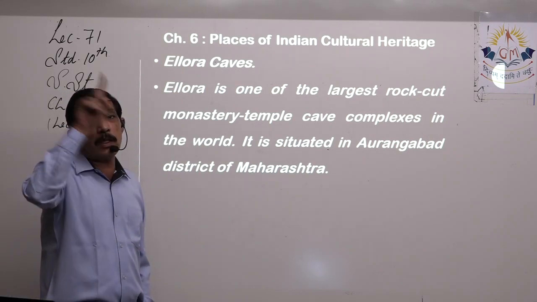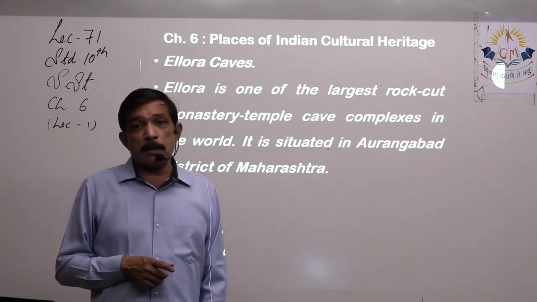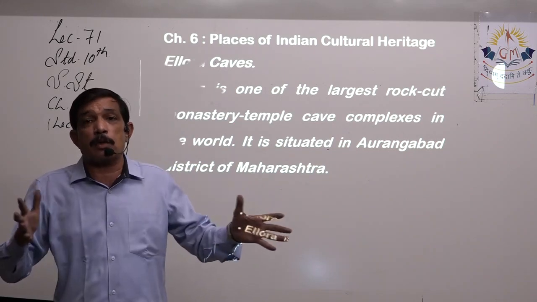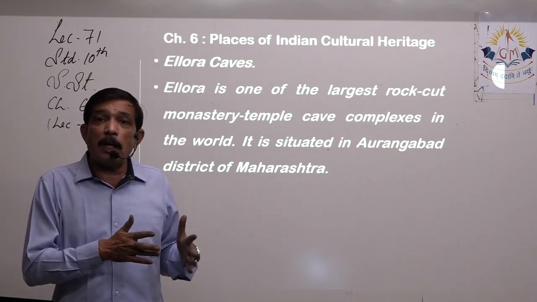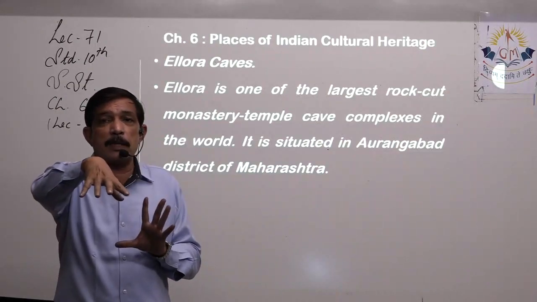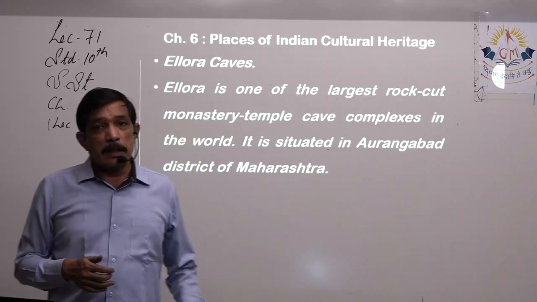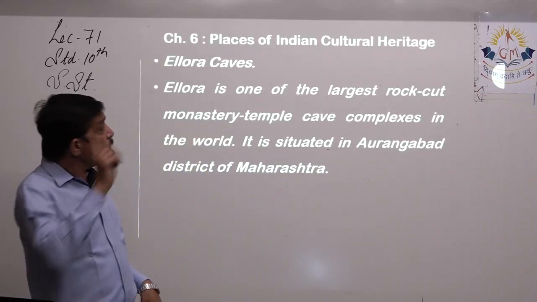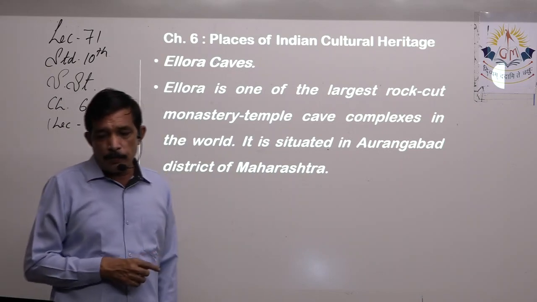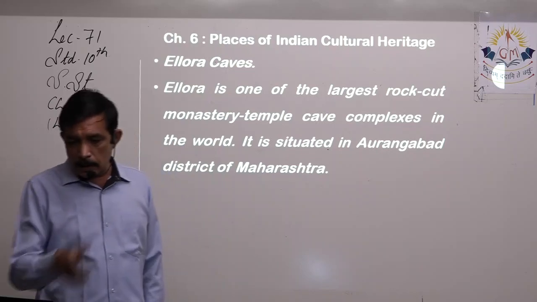That means it has to be a single rock. Monastery temple, cave complexes in the world. Now cave complexes, what is cave complexes? There are a lot many caves. Entry can be one, and then you can go from one cave to another, or after a set of caves end, you again have to come out and then you have to go into another set of caves. So it is one of the largest rock cut monastery temple complexes in the whole of the world. It is situated in Aurangabad district of Maharashtra, again the same district.